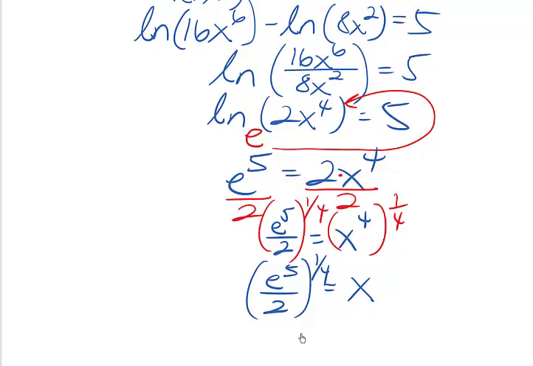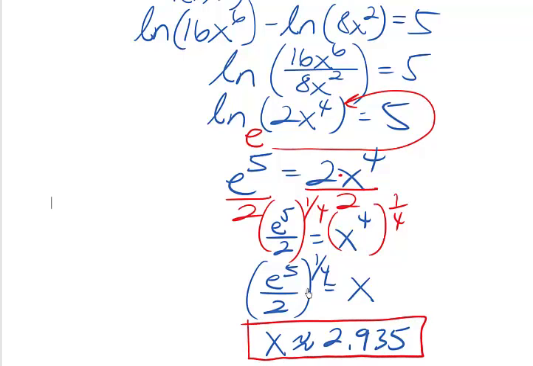Now we can go to the calculator and get a decimal approximation for this answer. And I get x is approximately equal to 2.935. Be careful when you're putting this into your calculator. You're probably going to need the parentheses around the e to the fifth over 2. Remember that e to the x button? You're going to use that button. And then some of you may also need a parentheses around the 1/4 to get it to come out right.